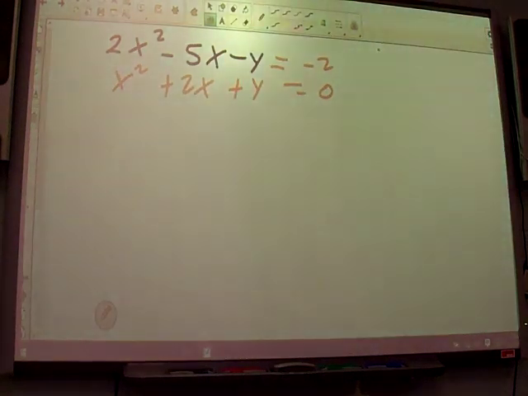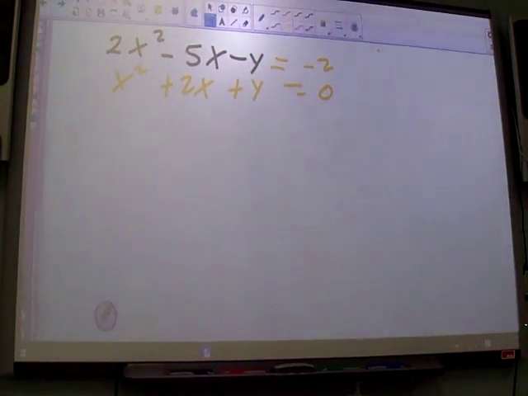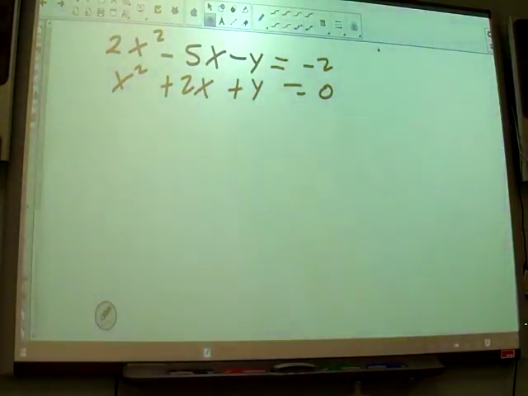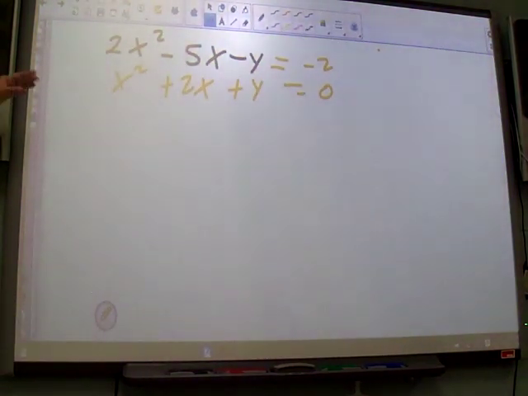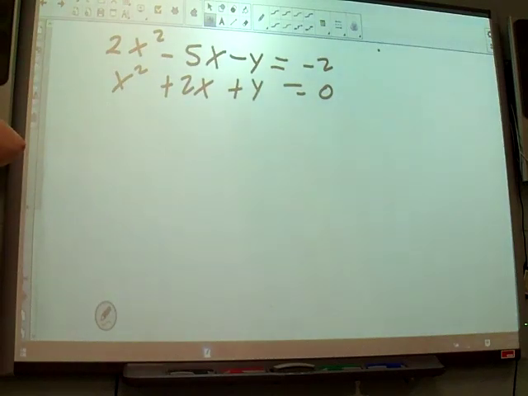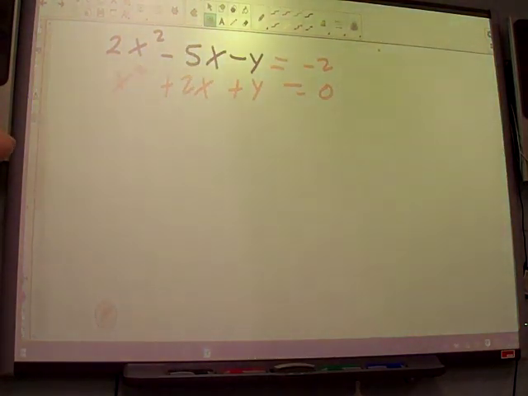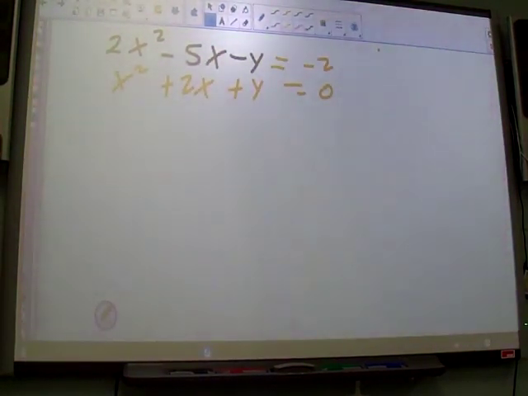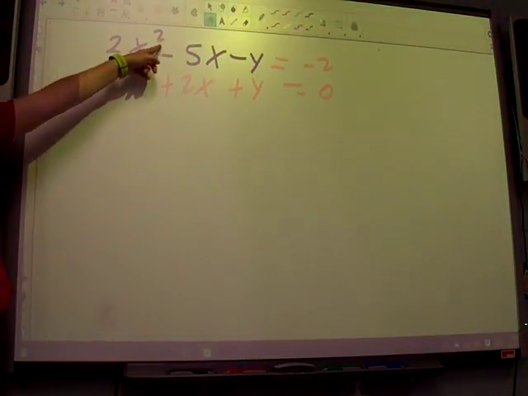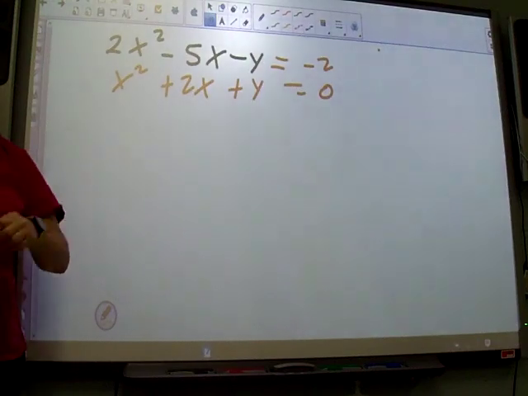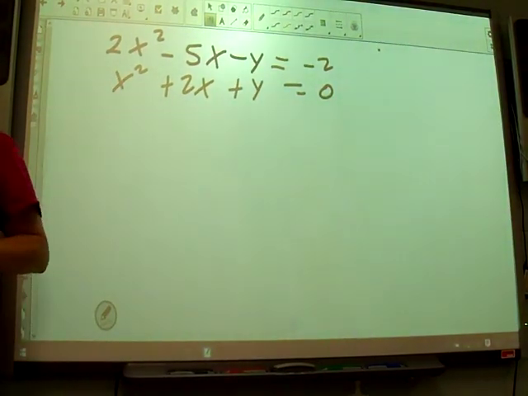Okay, so let's first off talk about what type of functions these are. Functions means line, quadratic, absolute value. What type of functions do we have here? They're the same. Are they linear? No. They're quadratic, Hunter, because they're squared. So we got two parabolas.